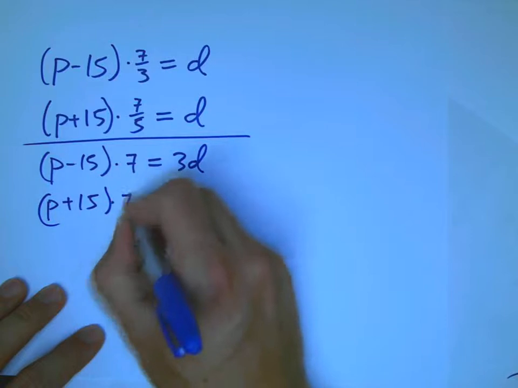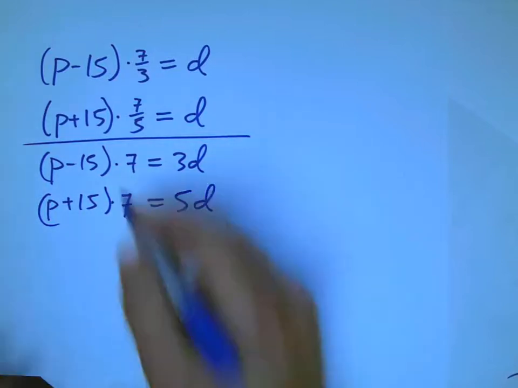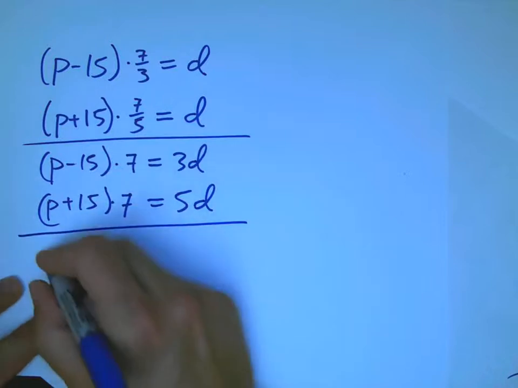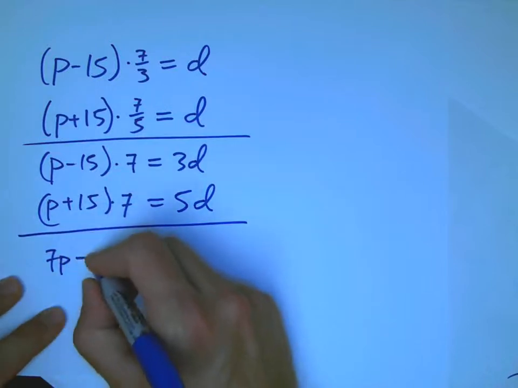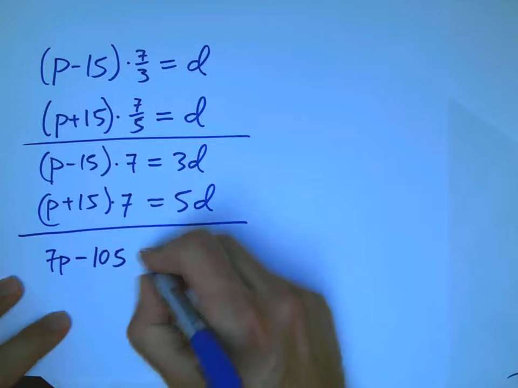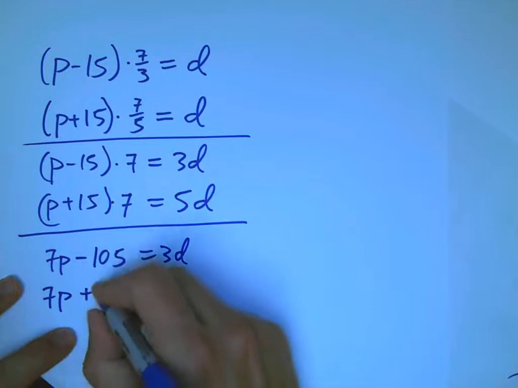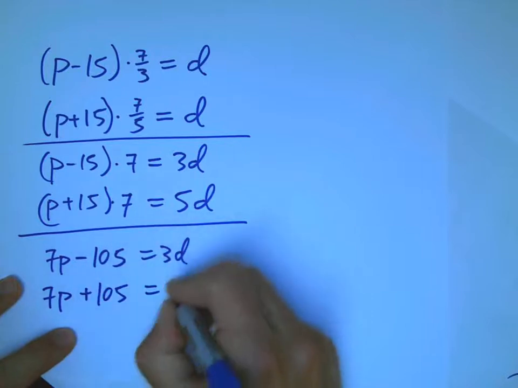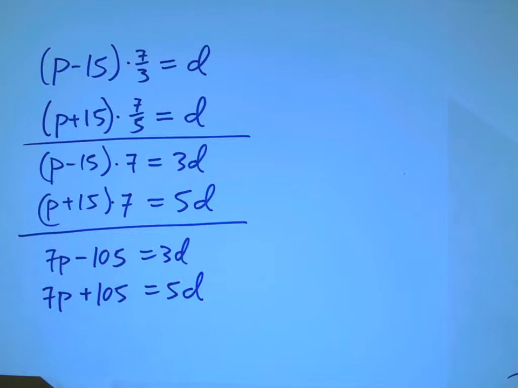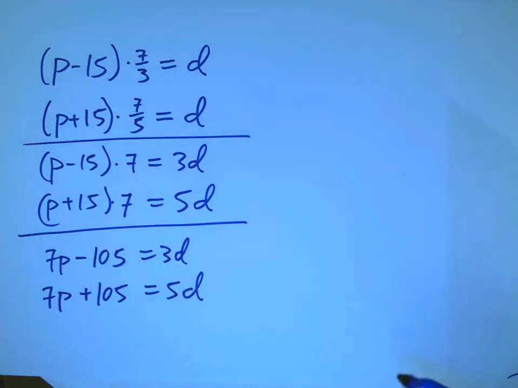Alrighty. And now I'm just going to distribute those through. That turns out to be 105. And the nice thing now is that instead of the d's coefficients being the same, the p coefficients are the same. And so we can actually just subtract these equations from each other, and we're good.